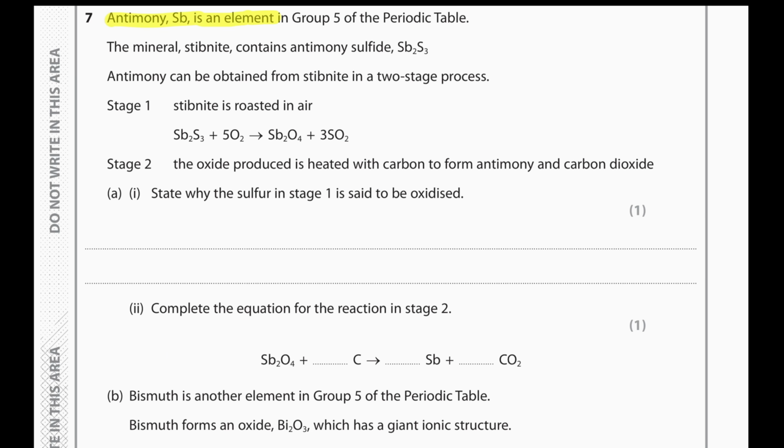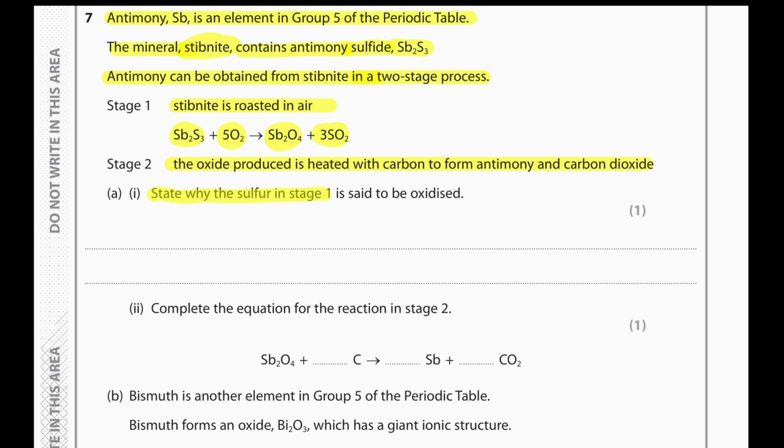Antimony, Sb, is an element in group 5 of the periodic table. The mineral stibnite contains antimony sulfide, Sb2S3. Antimony can be obtained from stibnite in a 2-stage process. Stage 1: stibnite is roasted in air plus oxygen, Sb2O4 and 3SO2 are produced. The oxide produced is heated with carbon to form antimony and carbon dioxide.